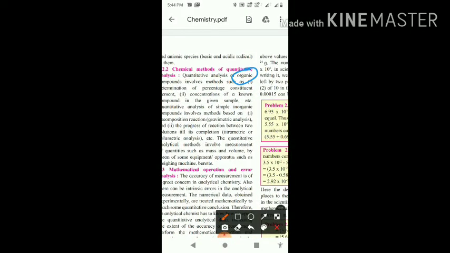For organic compounds, quantitative analysis involves various methods, such as determination of percentage of constituent elements, or what we call percentage composition. Means what? For example, I am having H2O, or simple water. In that particular compound, how much hydrogen is present and how much oxygen is present, that is to be determined in quantitative analysis of organic compounds. That is what we call determination of percentage of constituent elements.